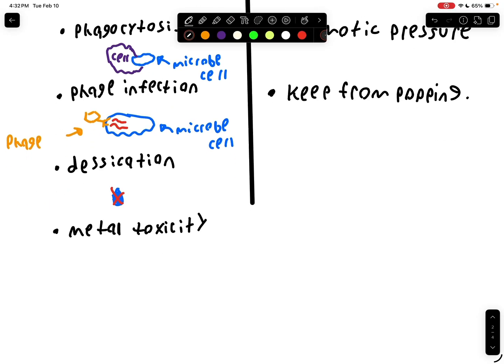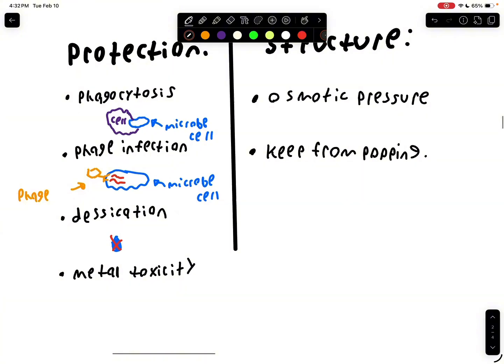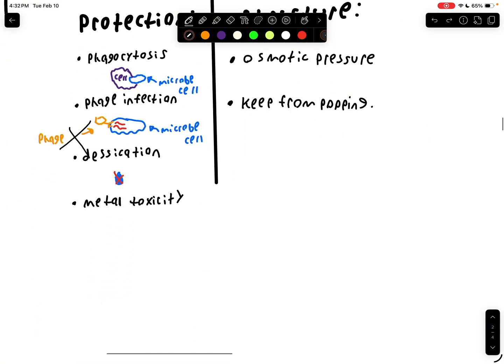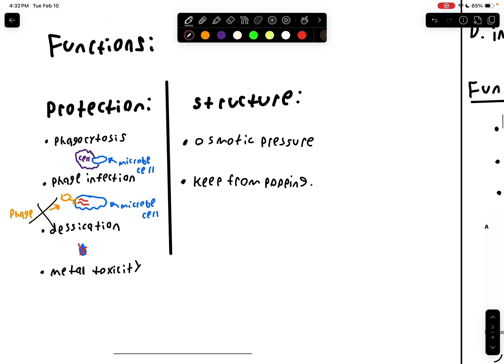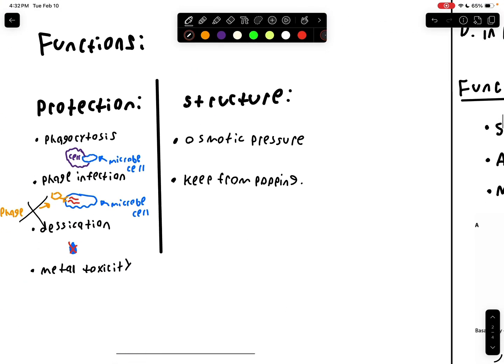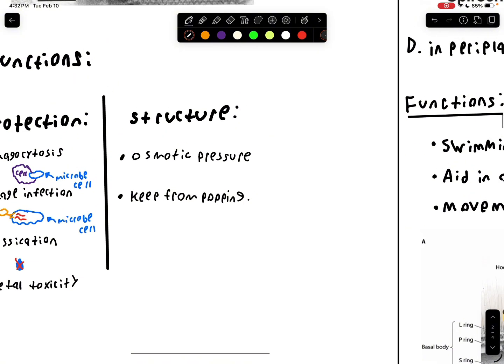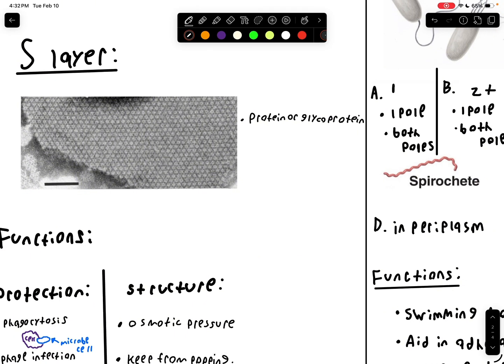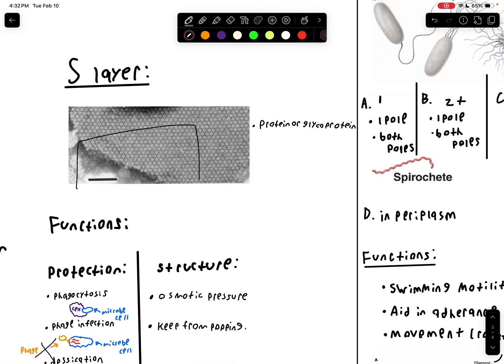It also stops desiccation, so you won't get dried out. You'll still have retained water because of this S layer, and it'll help with metal toxicity. If there's a bunch of metals around, it won't necessarily kill you. The other thing is, again, osmotic pressure and keeping it from popping. So it's the same idea. It's always this outer layer or cell wall to keep this bacteria from popping like a balloon.